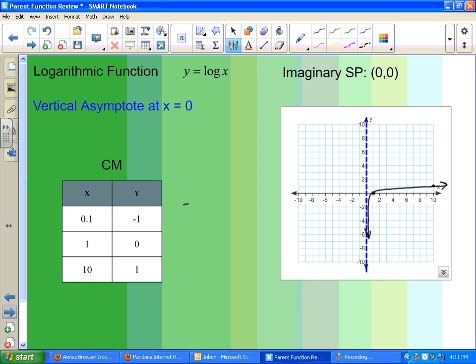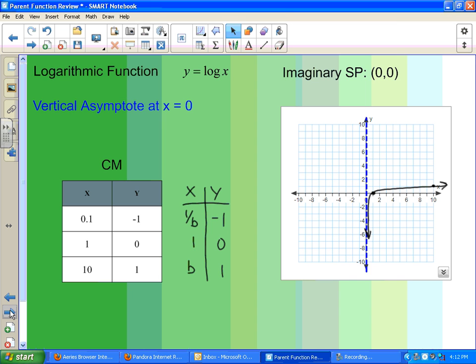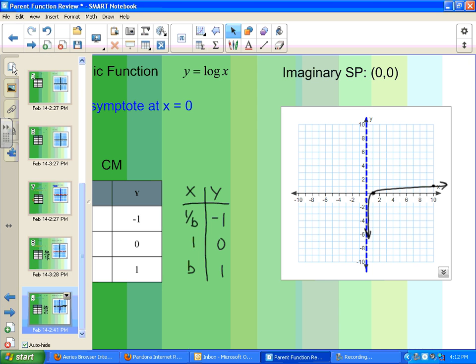And again, for t-table purposes, generically speaking, if we went 1 over b, we're going to get -1 for my movement. Right 1 up 0. Right b up 1. Generate the logarithmic graph for whatever that base value happens to be. I believe we got it.